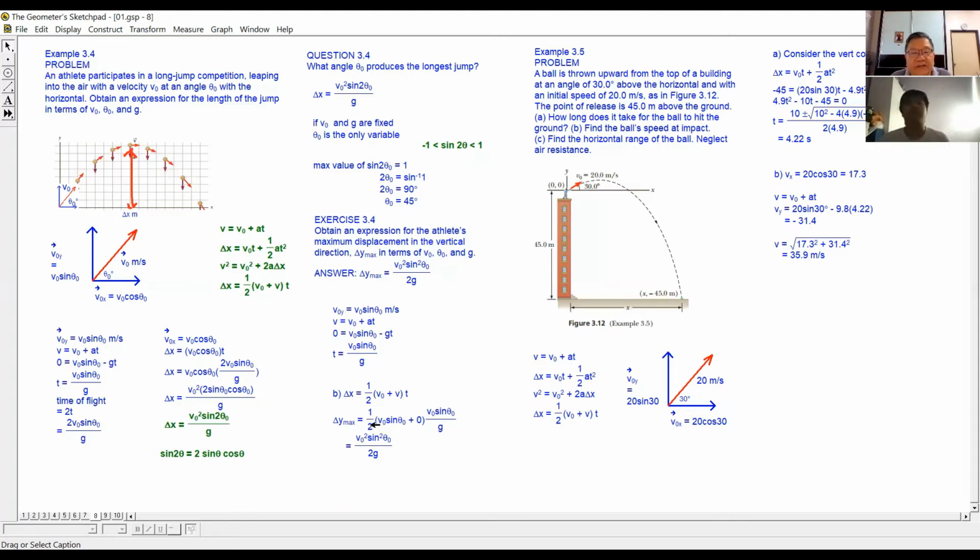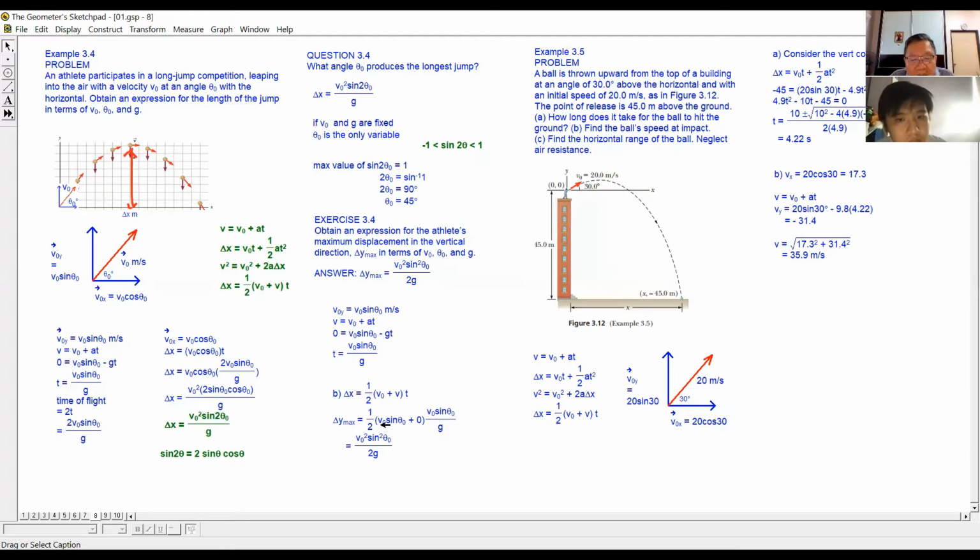Half is still half. The initial velocity is v naught sine theta naught, because we are using the vertical component. At the maximum height, the velocity is 0, so the final velocity is 0. Then multiply with the time, which is v naught sine theta naught over g, the time we found for the maximum height. If you multiply these together, the 2 and the g are at the bottom.